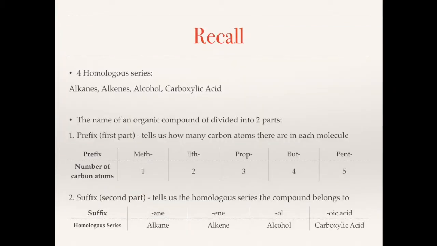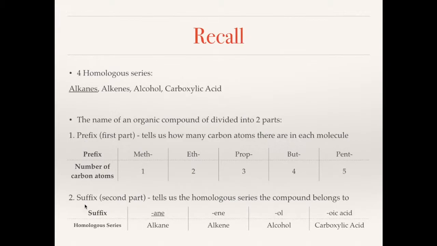Before we head into the video proper, let's do a quick recall of what we learned in the previous video. We learned that there are four homologous series. The first one is alkanes, which is what we will be touching on today, followed by alkenes, alcohols, and carboxylic acids.